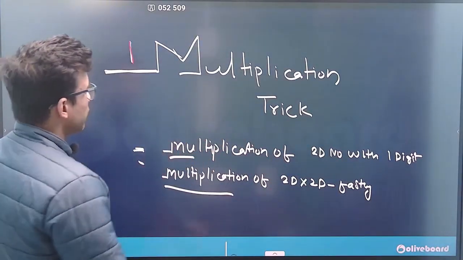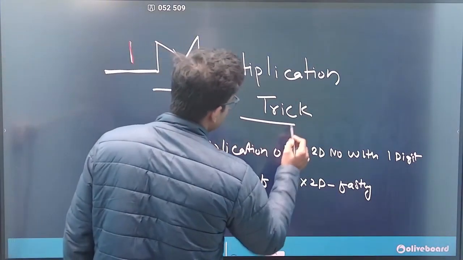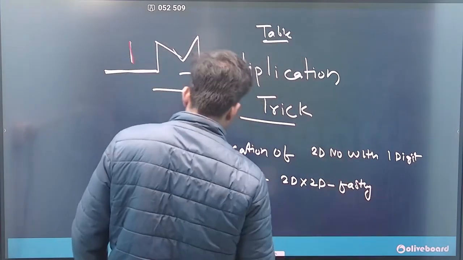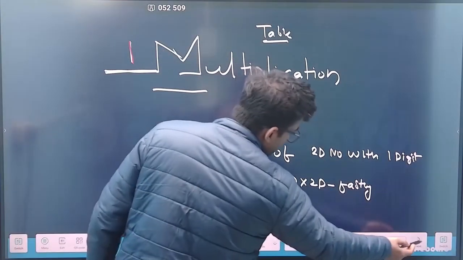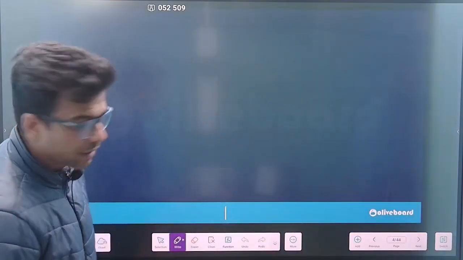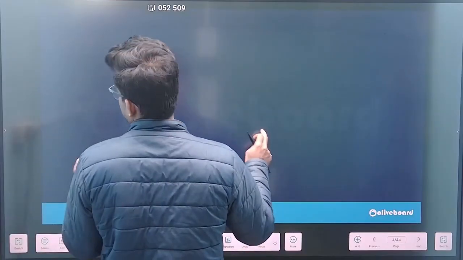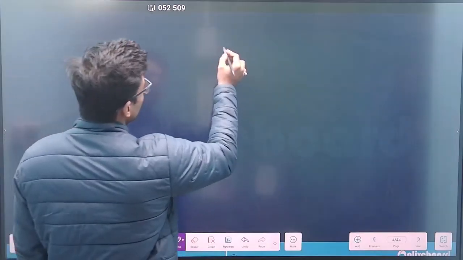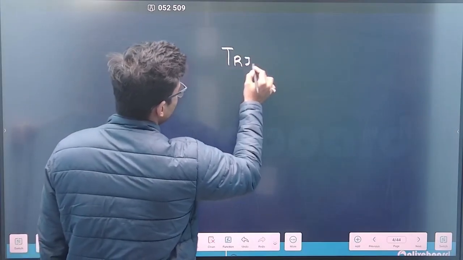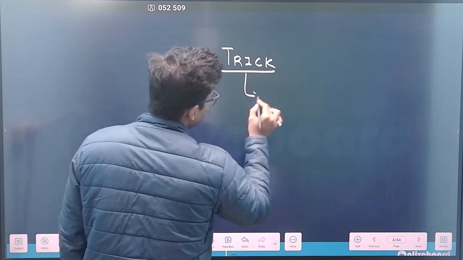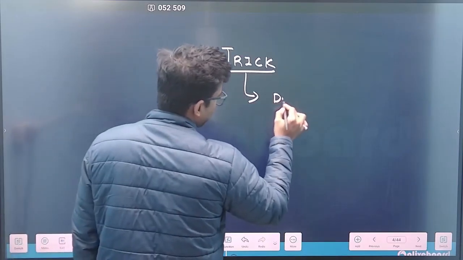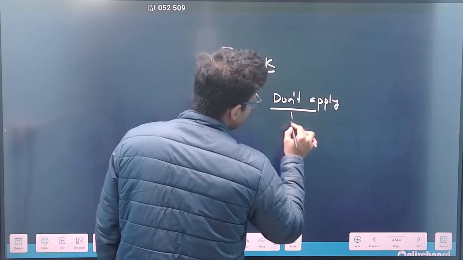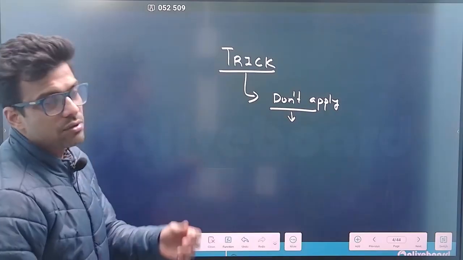First of all, many of the students have a doubt: what is the multiplication trick? How can we write a table? See, suppose, guys, there are two things which I'll be discussing right now. First is the things which you apply in practical life. Suppose I teach you any trick, and suppose this trick you don't apply in the examination or in paper solving. Then this is a wastage.